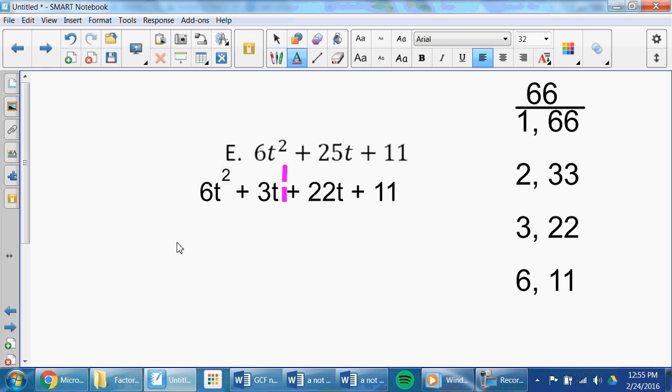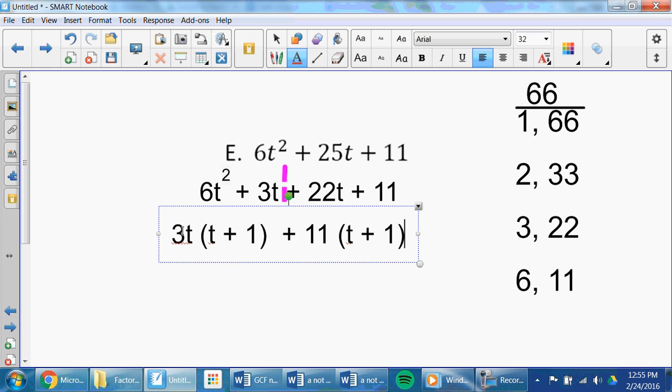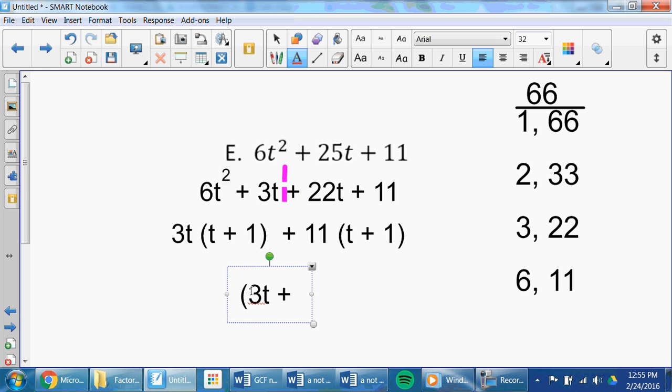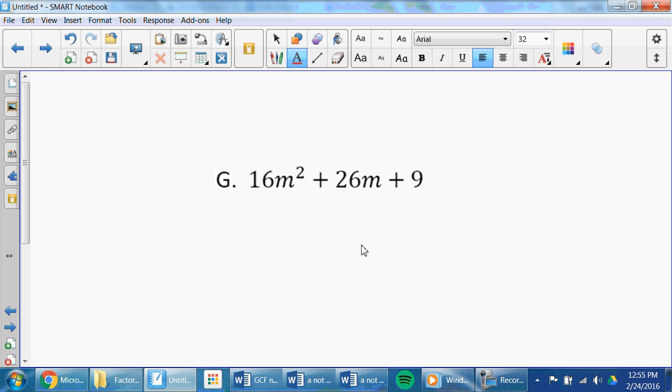Then I would have the factor of 3t out front. That would leave me t plus 1. Second factor would be plus 11, and that would give me t plus 1. My factors there at the end would be 3t plus 11 and t plus 1. Those are my answers to E, splitting them and going through there. Okay, you're probably getting better at factoring. That's why I'm going a little bit faster here.